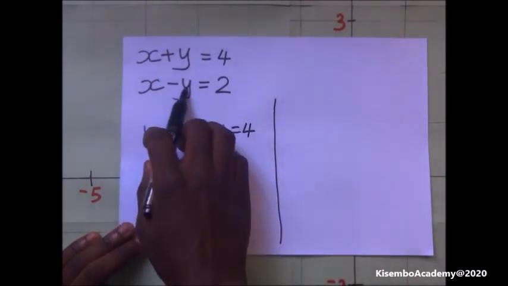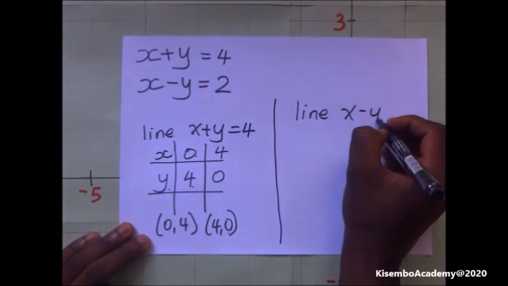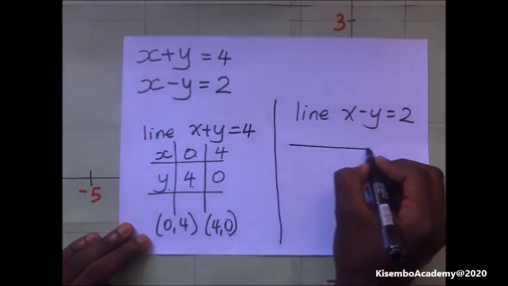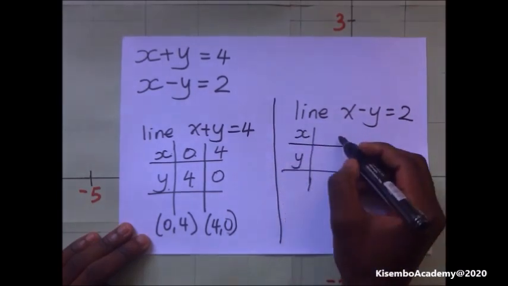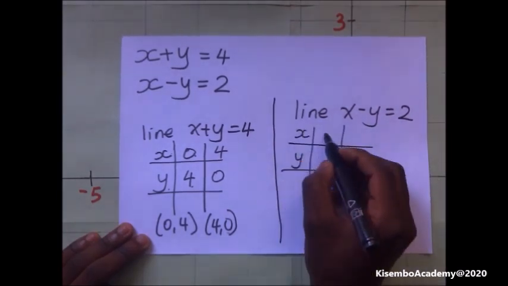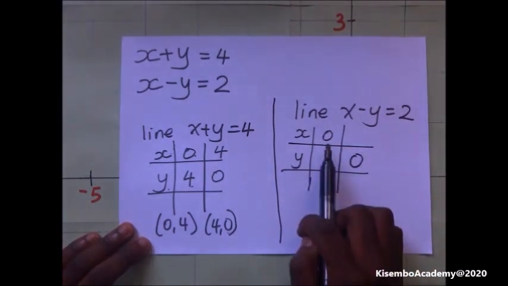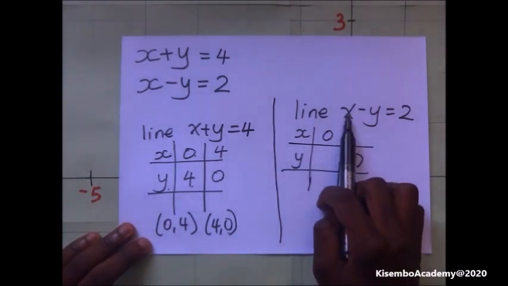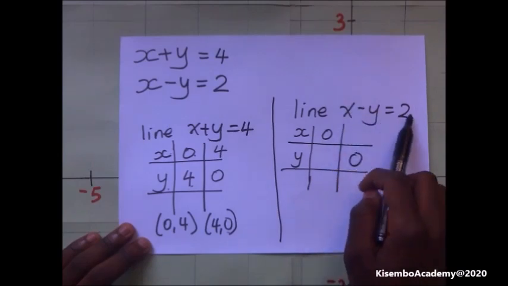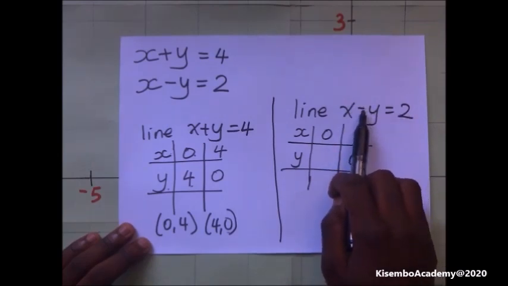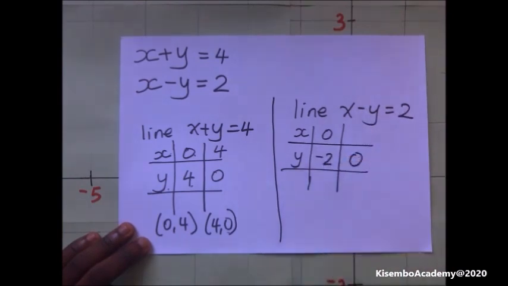Let's look at line x minus y is equal to 2. For this line, still we shall draw our small table. This is x, this is y. We are supposed to find out when x is 0, what is y, and when y is 0, what is x. So we begin. When x is 0, it becomes 0 minus y is equal to 2. So this is negative y. When that negative goes away, we shall remain with y as negative 2 down here.